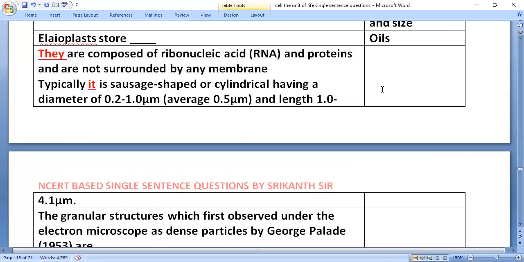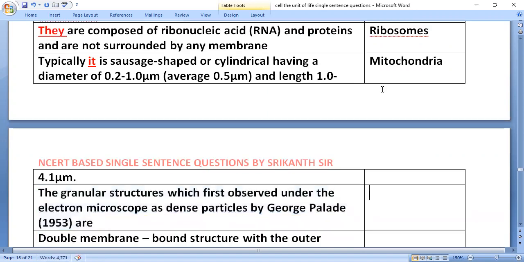They are composed of ribonucleic acid and proteins and are not surrounded by any membrane: ribosomes. Typically, it is sausage shaped or cylindrical, having a diameter of 0.2 to 1.0 micron, average 0.5 micron, and length 1.0 to 4.1 micron: that is mitochondria. The granular structures first observed under the electron microscope as dense particles by George Palade are ribosomes.